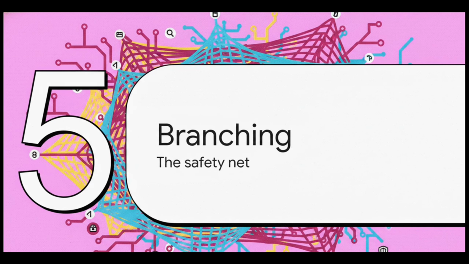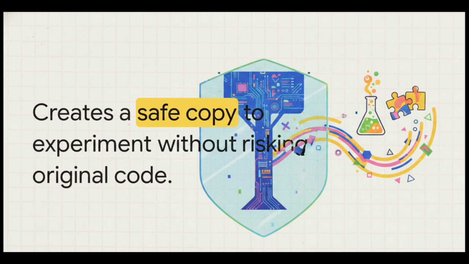Moving to Section 5, Branching for Safe Coding, the ultimate safety net. So let's shift gears a bit and talk about experimentation. Have you ever wondered how pro developers add massive new features without accidentally breaking the code that already works? The answer is branching. Branching creates a safe, totally separate copy of your project so you can experiment without risking the original code. It's the reason developers literally never have to be afraid to try out wild new ideas.